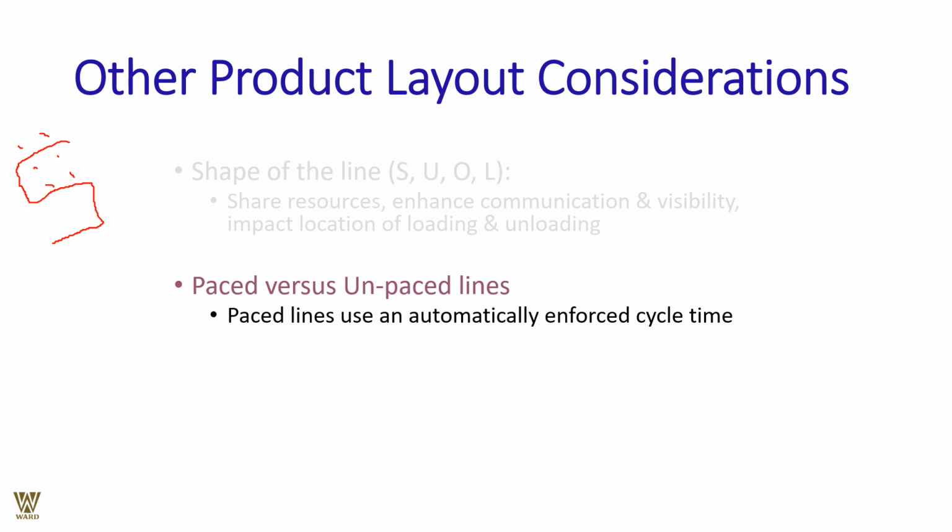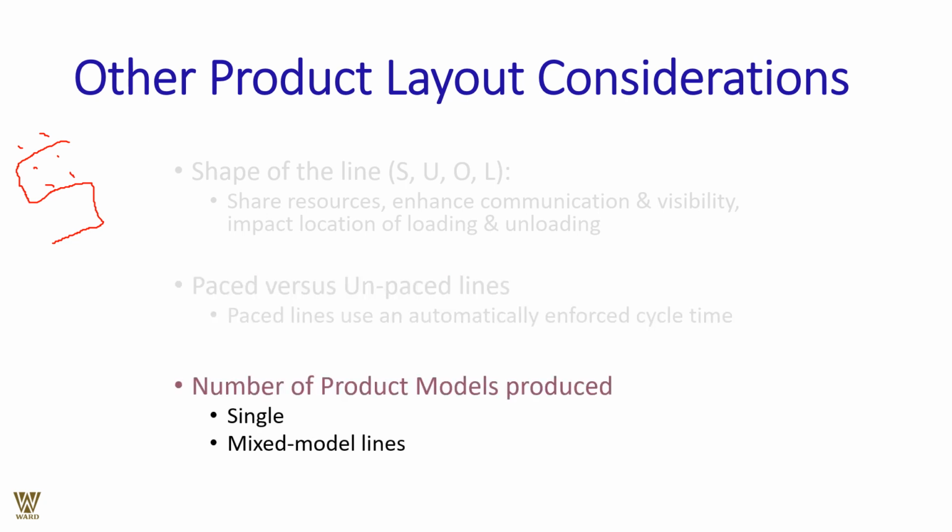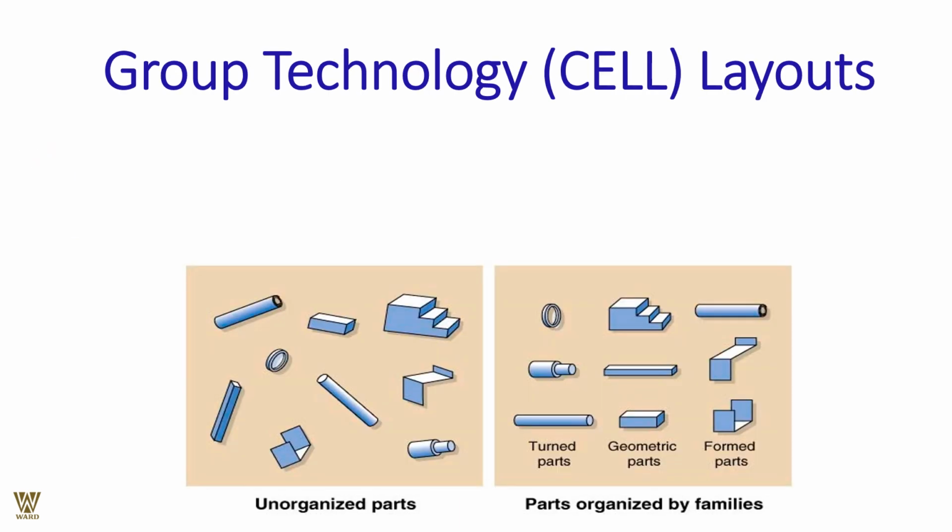Similarly, for the paced versus unpaced line, paced lines use an automatically enforced cycle time, as the case might be. We are looking to pace our process with the passage of time. Remember, the production need not be compromised, come what may. So the number of products and models being produced can be single, meaning continuous production, or mixed model lines. Definitely, yes. I've given you an example of shampoos, where we can have a number of variations that can be produced with this kind of process.